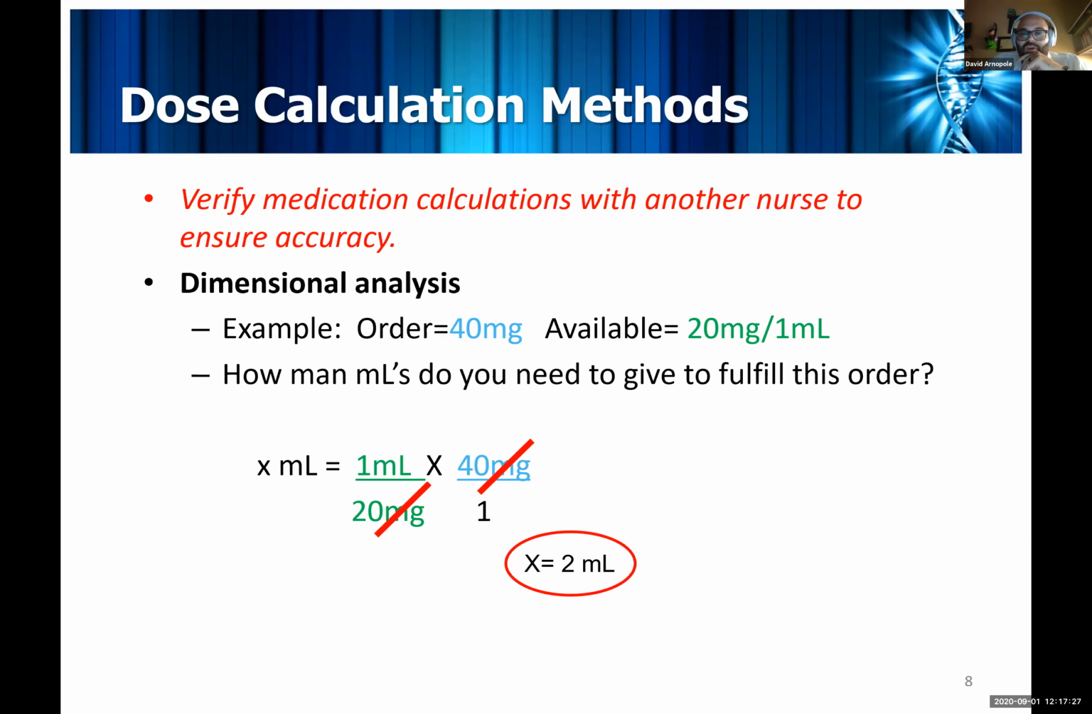Why did we write 20 over 1? That's because that's what's available. That's what the question gave you, 20 over 1, 20 milligrams per 1 ml. We wrote 1 ml over 20 milligrams, and this did it by 40 milligrams.